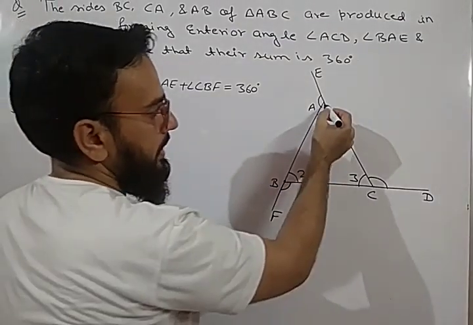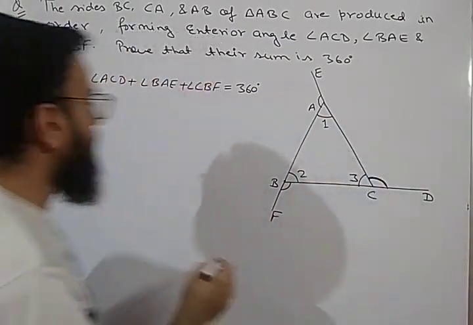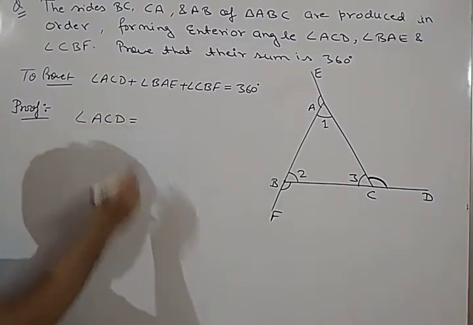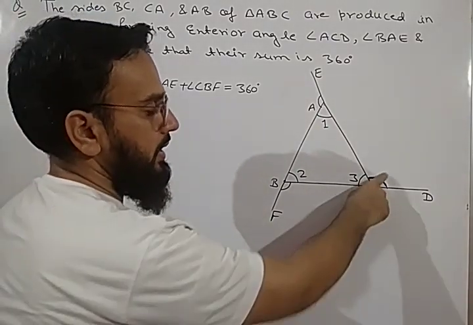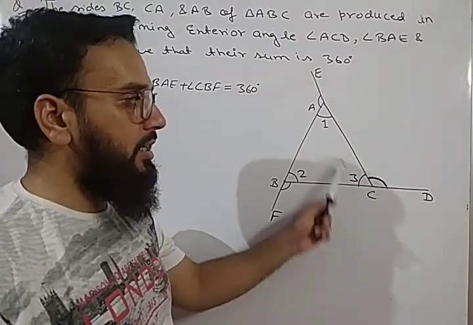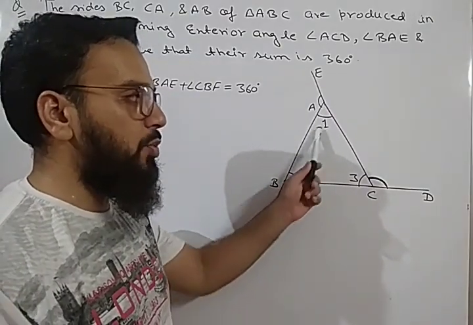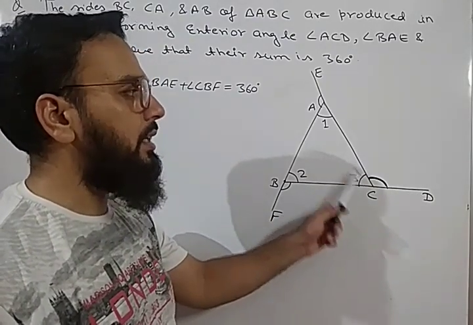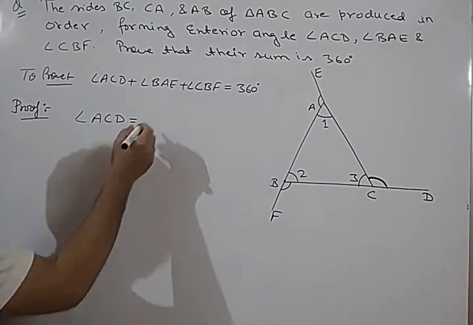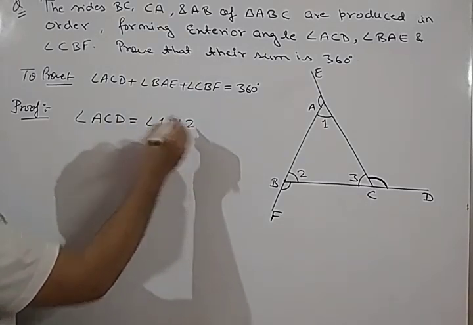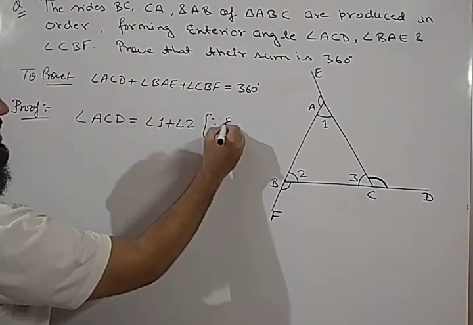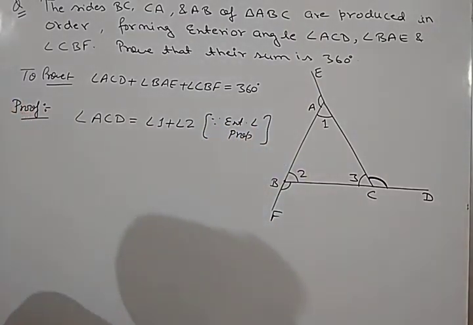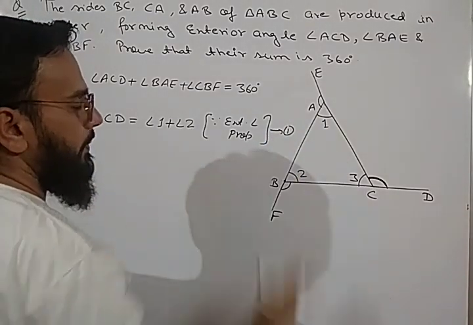If we consider angle ACD, this is an exterior angle. What will be the property? We have studied the theorem: the exterior angle of a triangle is equal to the sum of the interior opposite angles. It means angle ACD is equal to angle 1 plus angle 2, since this is the exterior angle property or exterior angle theorem. Let us consider it as equation number 1.